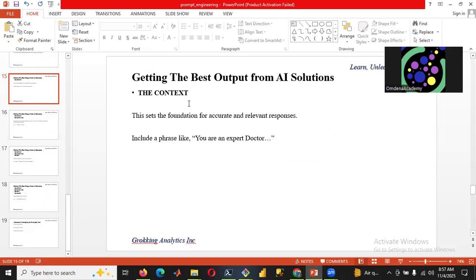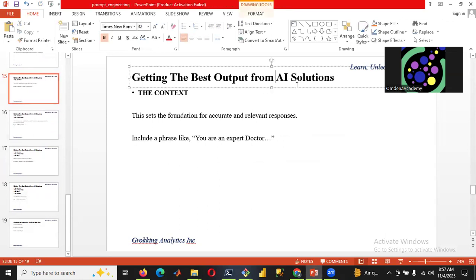Then the other one is, every time we want to get the best out of our prompt engineering, or from our AI solution, the first thing is context. Always ensure that you give it a context. What this means is that, for instance, you say you are an expert doctor. So when the AI wants to give you a response, it will give you a response from a doctor's perspective. Not 100% correct, but going to be very highly correct. So always give it a context.